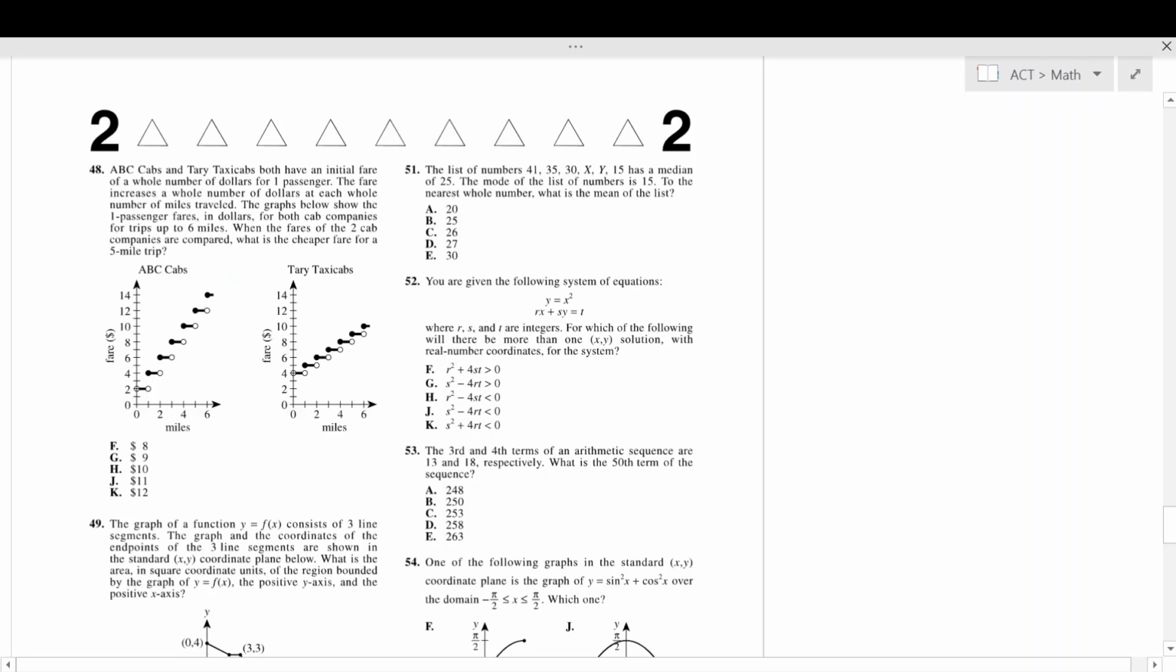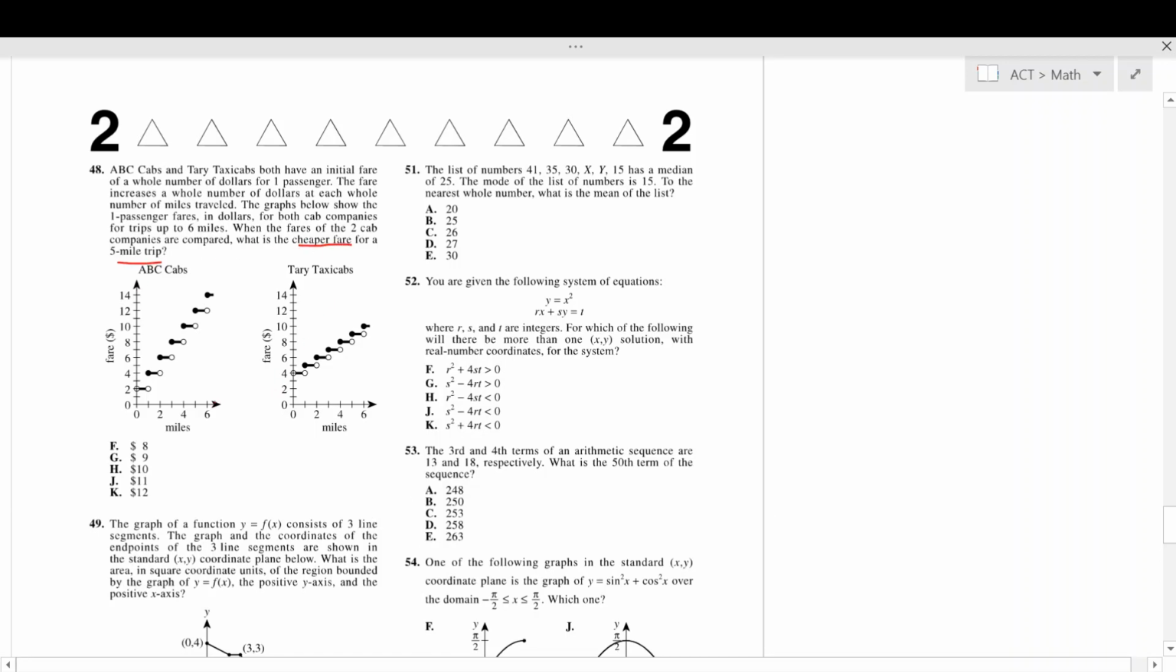So I'm not gonna bother reading pretty much all of this part. I don't think it's that important. On the actual test, I would just skip reading that. Anyway, when the fares of the 2 cab companies are compared, what is the cheaper fare for a 5-mile trip?